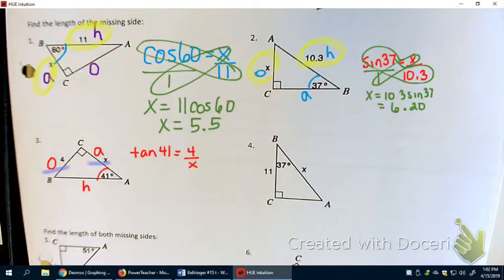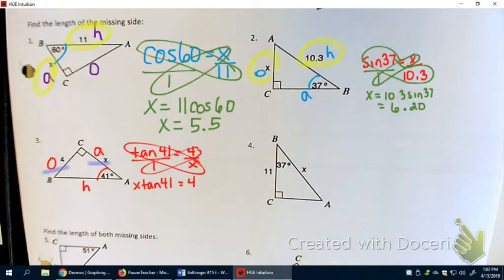Alright, so this one is a little different to solve it. You still cross multiply. Okay, I still put over 1 and I still work it out. But when I multiply by x, notice it's not just an x by itself. Okay, so that's x tangent 41. I put the x first always. Equals 4.